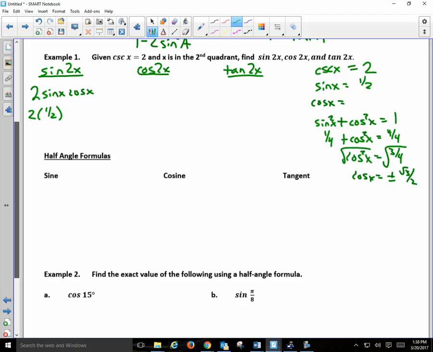Is it positive or is it negative? Why is it negative? Because you're in the second quadrant. And cosine is negative in the second quadrant. Well, that was pretty nice. Now all I have to do is just multiply that, and that will tell me what sine of 2x is. 2 times 1/2 is 1 times that is negative root of 3 over 2.